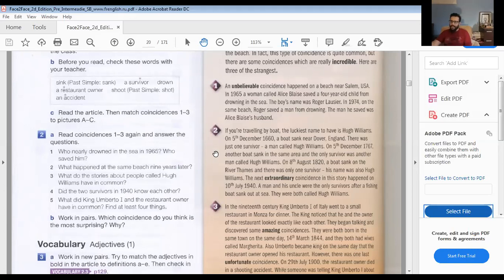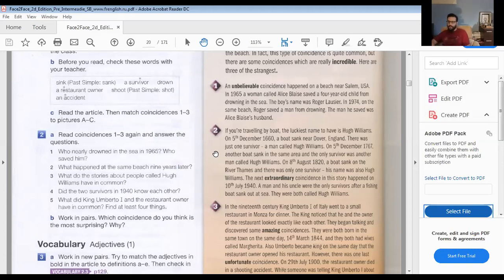Number 2, if you're traveling by boat, the luckiest name to have is Hugh Williams. On the 5th of December 1660, a boat sank near Dover, England.